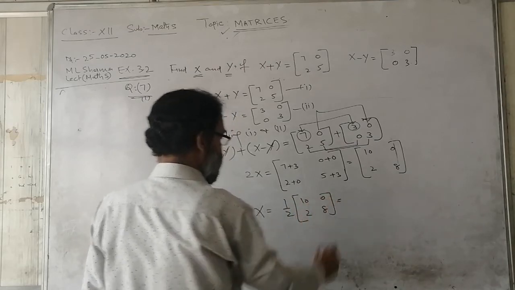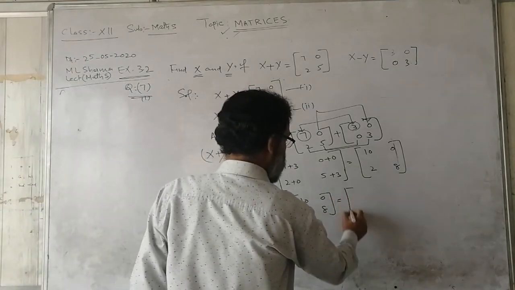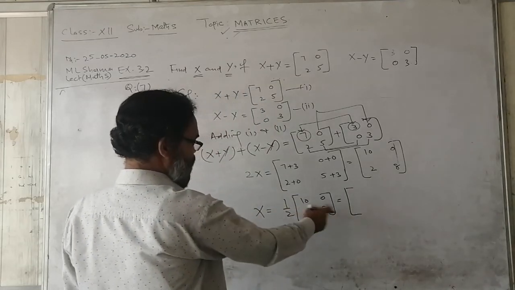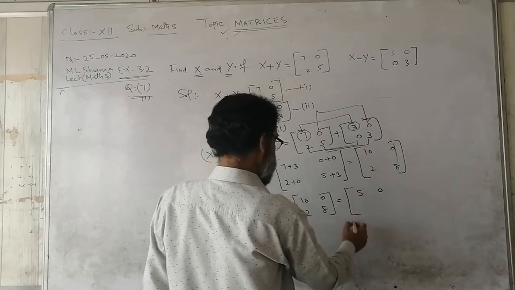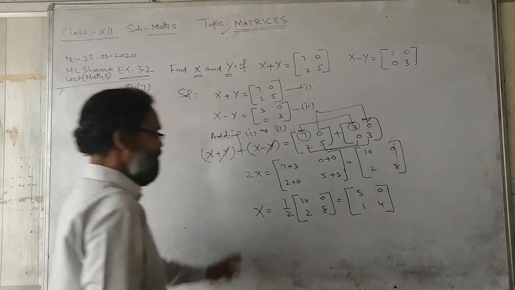So this is the case of scalar multiplication. So when I multiply 1 by 2 by all the elements of this matrix, I will get 5 here, 0 here, 1 here, 4 here. So this is the value of x.